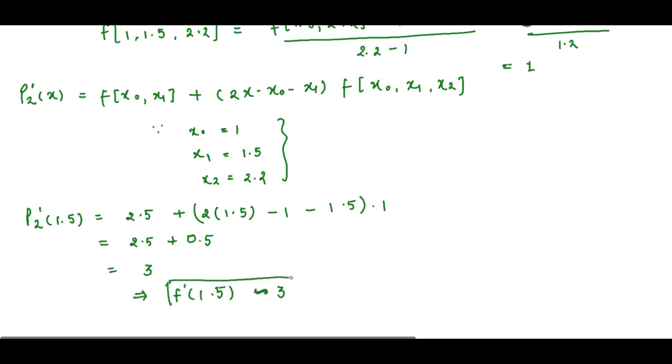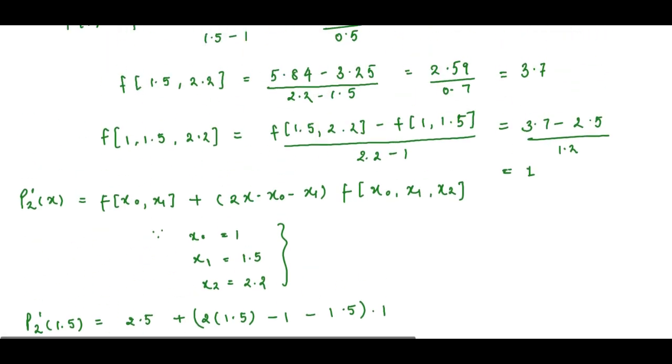Now notice something important. Basically our x values were 1, 1.5 and 2.2. So the spacing was 0.5 and 0.7. So they were not equally spaced, but we are still able to calculate the derivative. And that's a major advantage of using the divided differences.